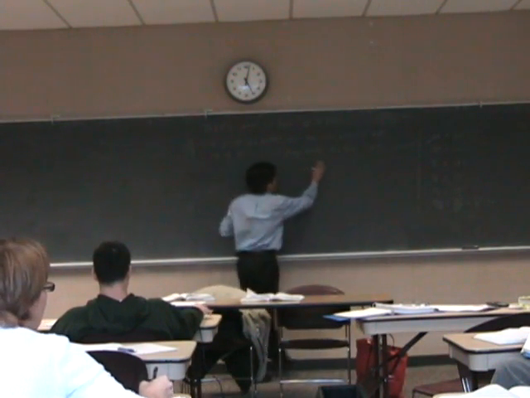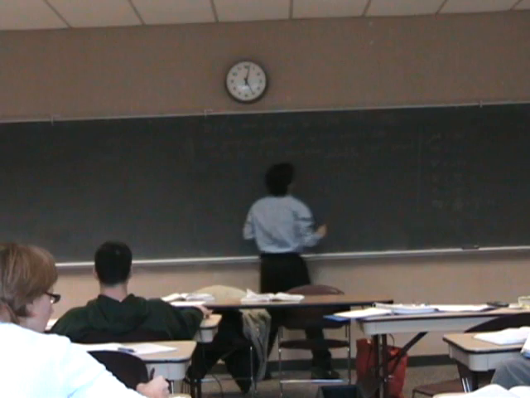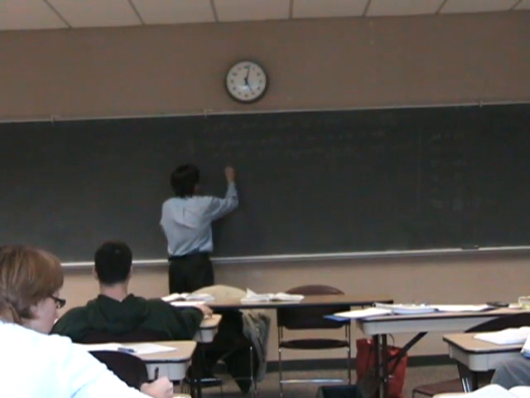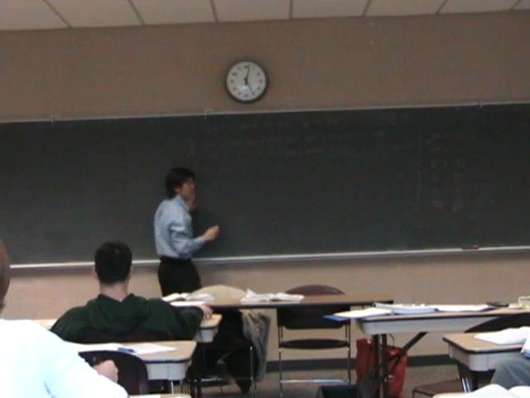Is this group mean less than the population mean? Less than, so set up your hypothesis. H0 always equal.